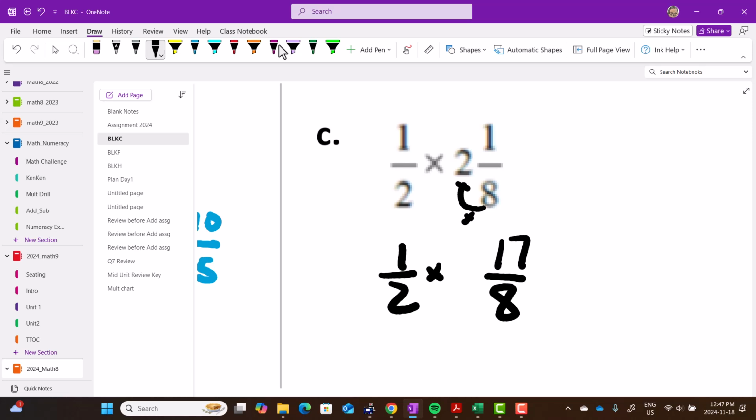So you multiply the tops together. 1 times 17 is 17. 2 times 8 is 16. Don't fall for the trap and try to make 2 and 8 smaller. Right? It has to be a top-bottom pair. Can't be 2 things on the bottom. Can't be 2 things on the top.